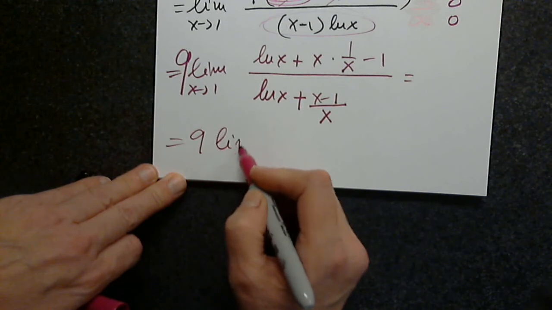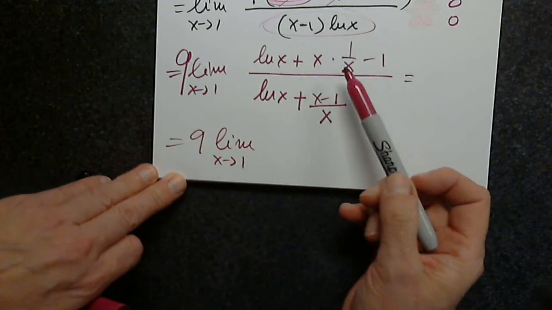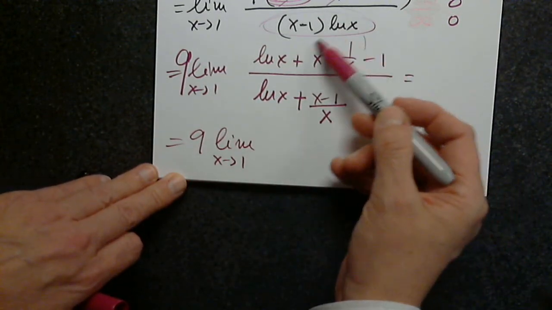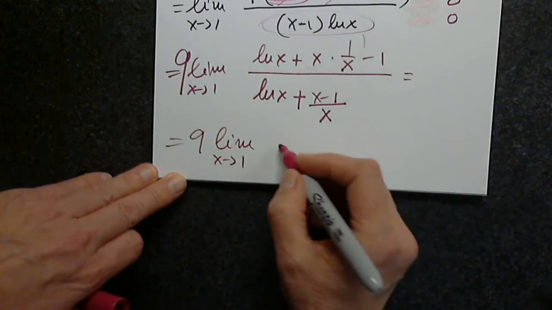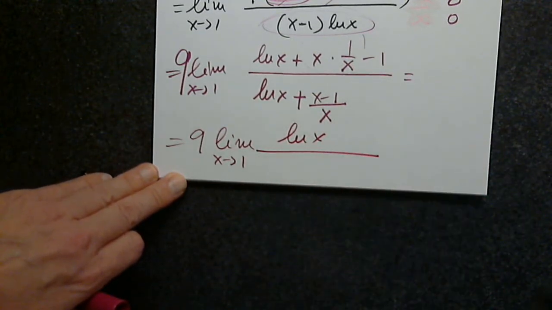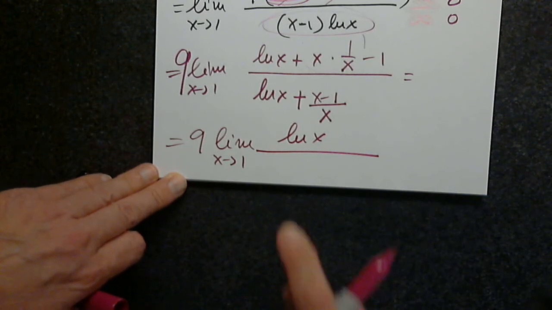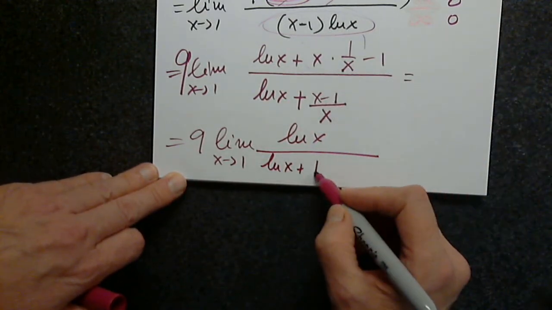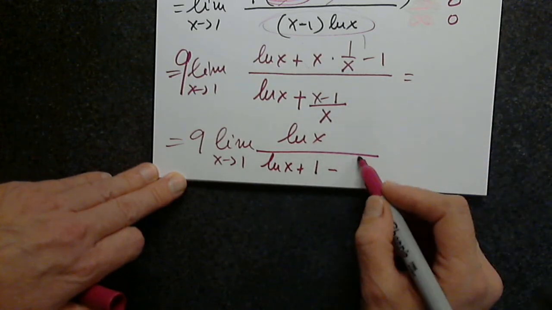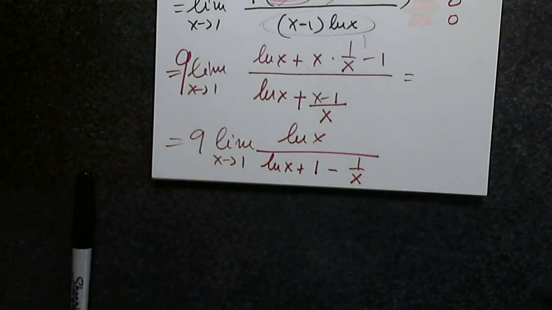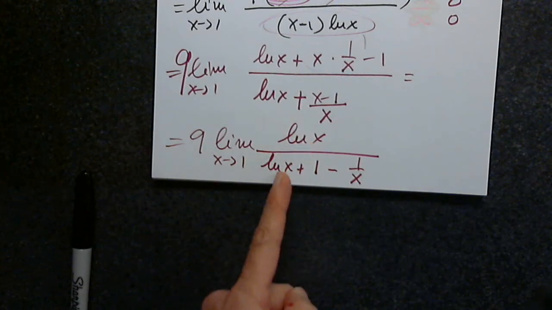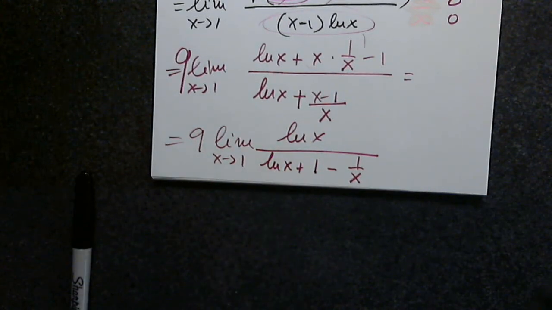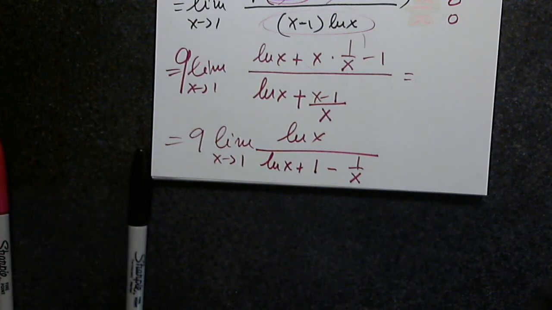So 9, limit as x approaches 1. This is x over x, which is 1, but 1 minus 1 is 0. So the numerator is just natural log x. Now the denominator is natural log x plus x over x, which is 1, minus 1 over x. Do not be tempted to simplify the natural log from the top with the natural log from the denominator. That would be a terrible mistake. I'm not saying you would do that, but I just want to say it.